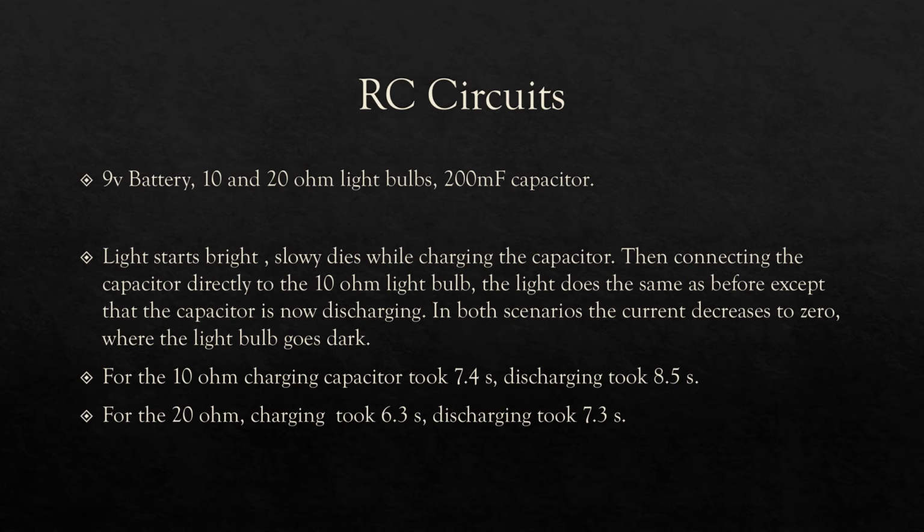In both scenarios with the 10 and 20 ohm light bulbs, the current decreases to 0 and the light bulb goes dark. For the 10 ohm light bulb, charging the capacitor took 7.4 seconds and discharging took 8.5. The 20 ohm took 6.3 to charge, and discharge took 7.3.